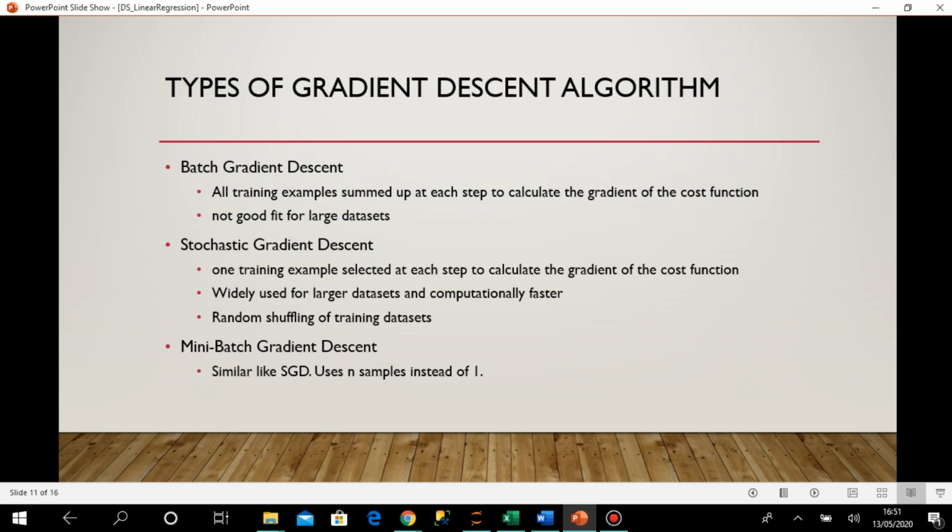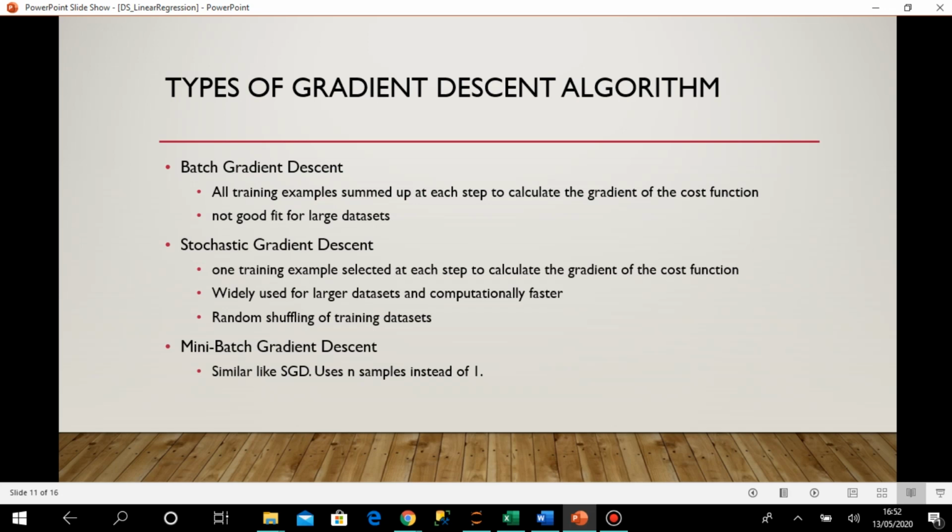Then comes stochastic gradient descent. In this type of algorithm, one training example is selected at each step. At a time only one training example is taken, and based on that the m and b values are calculated, and there is random shuffling, meaning in one iteration one training example is taken, and in the next iteration another training example is taken. This way it calculates the gradient of the cost function, and as only one training example is taken, it is suitable for very large data sets as well. It is actually used for larger data sets, and computationally it is also faster. So it's a commonly used gradient descent algorithm.